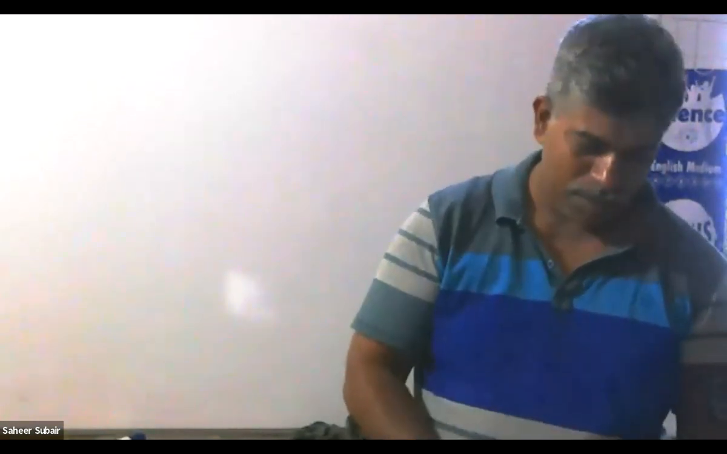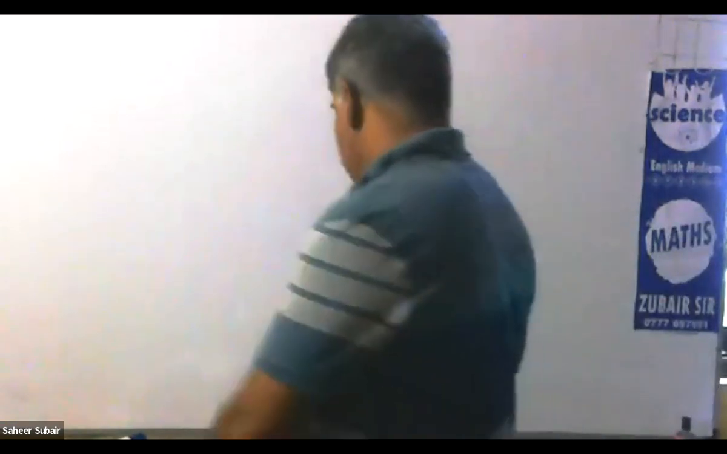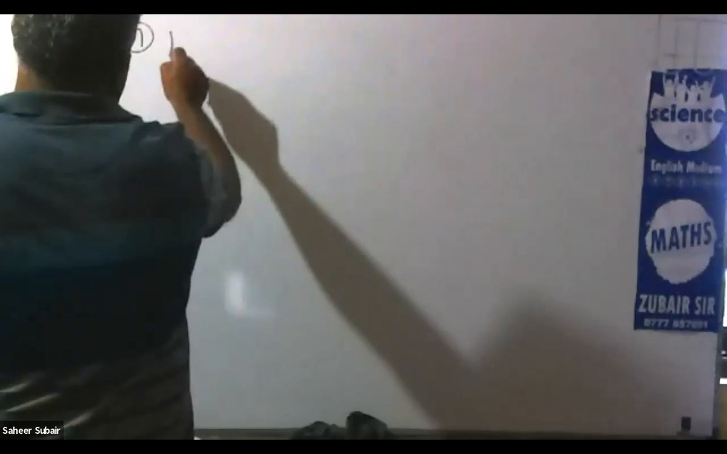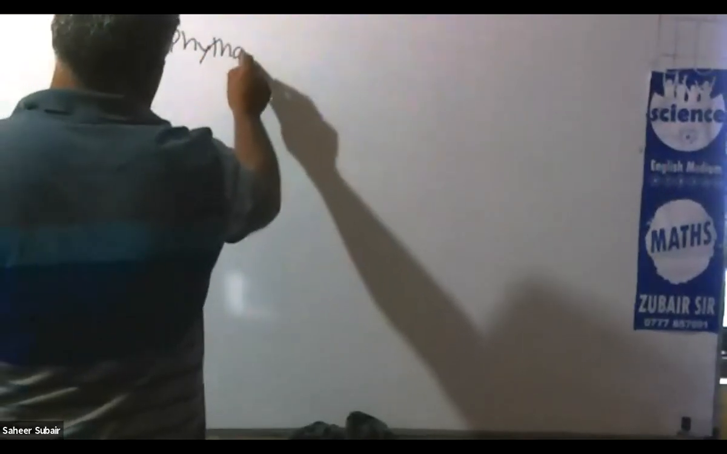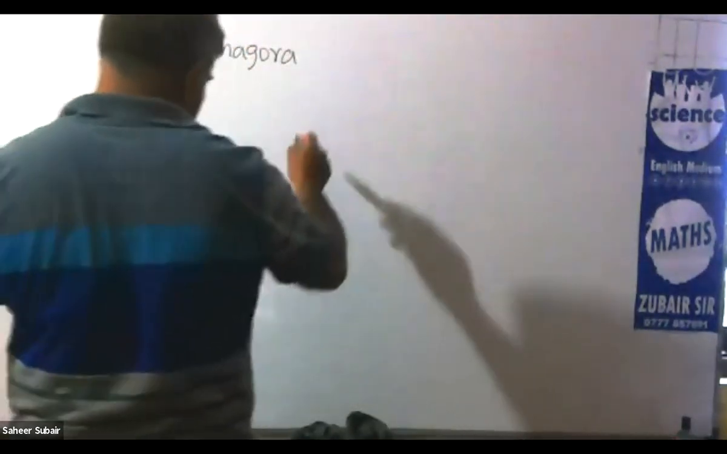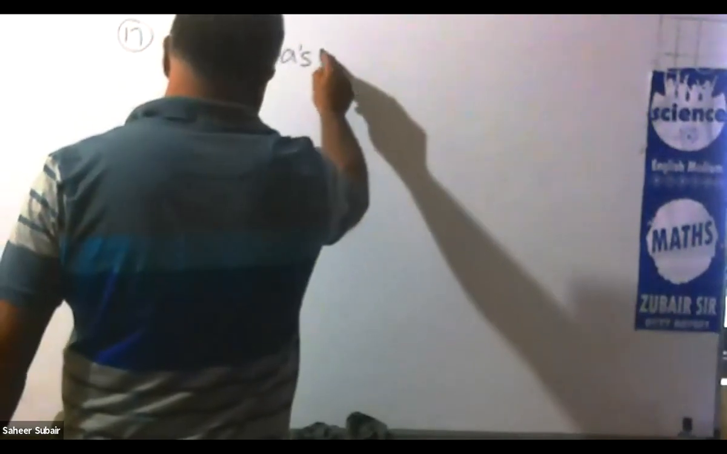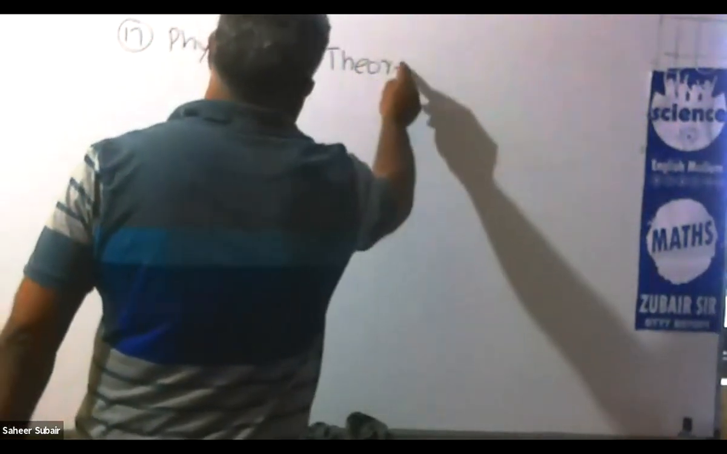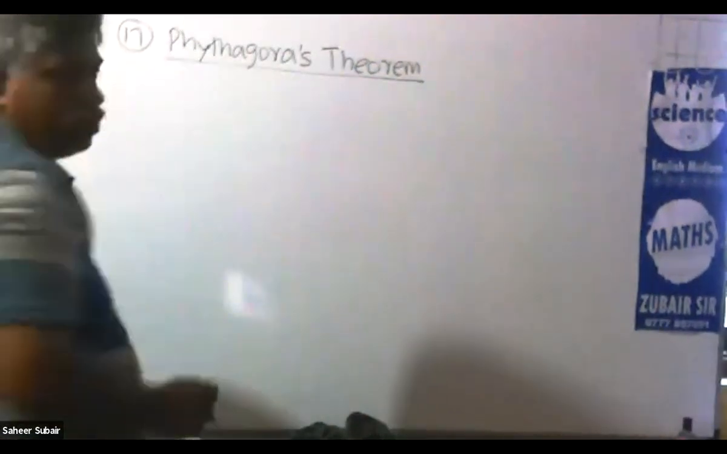Okay. So, then we'll take the part 3 book, unit number 17. In the part 3 book, unit number 17, Pythagoras theorem. So, write the heading: Pythagoras theorem.